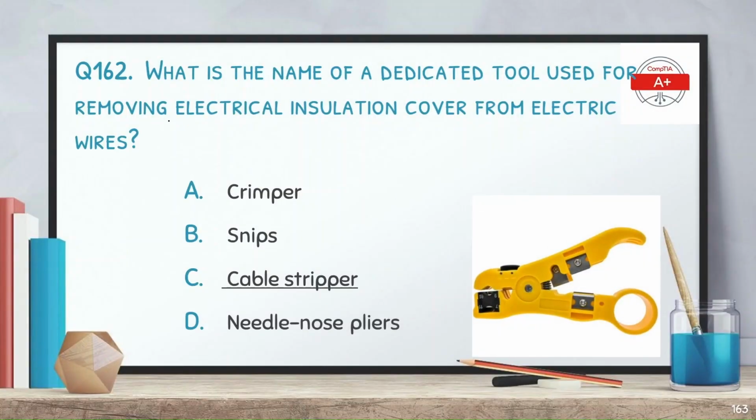Question number 162 is that what is the name of a dedicated tool used for removing electrical insulation covering from electric wires? And we have already the answer. The answer is cable stripper. So this is a cable stripper, and it is basically used: the cable is inserted here between these two blades, and this is basically used to remove the insulation from the electric wires, including the Cat6 or Cat5 cables.